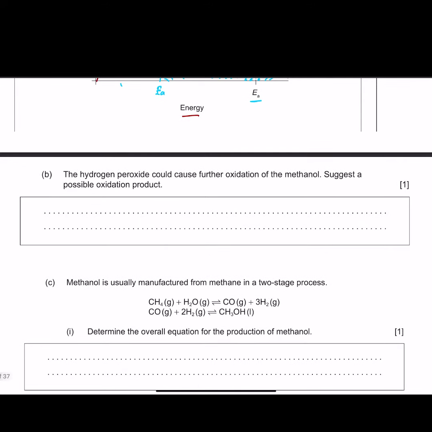Now part B. Hydrogen peroxide could cause further oxidation of methanol; suggest a possible oxidation product. For methanol, there can be two oxidation products. One of them is methanoic acid and the other is methanal. This one is methanoic acid and this one is methanal. So the answer should be methanoic acid and methanal.